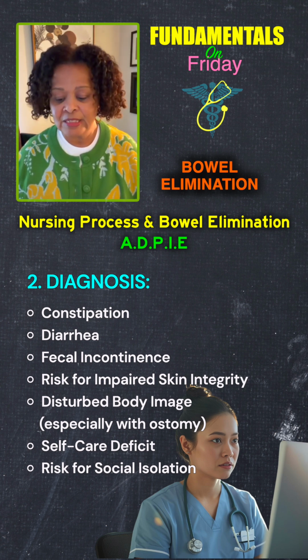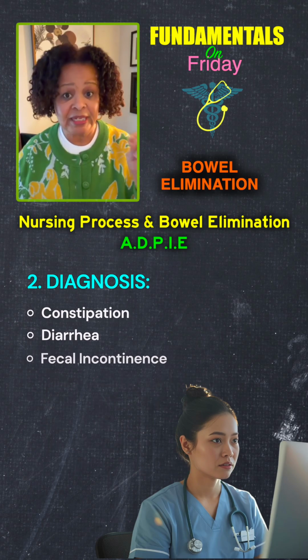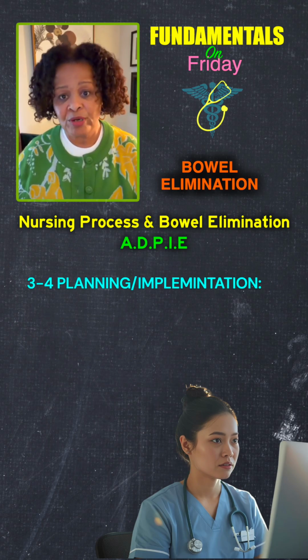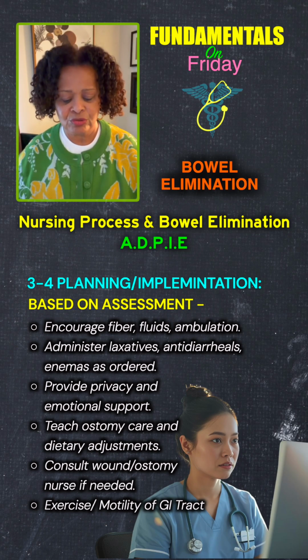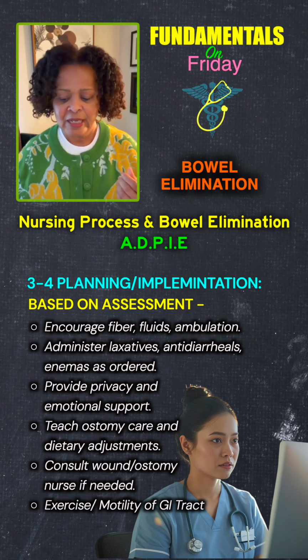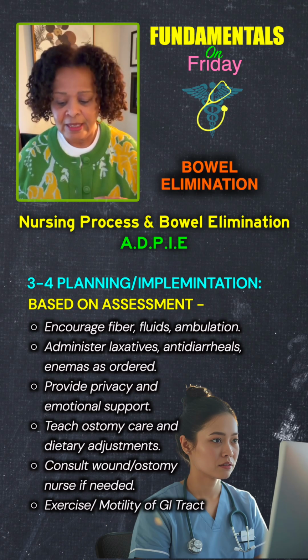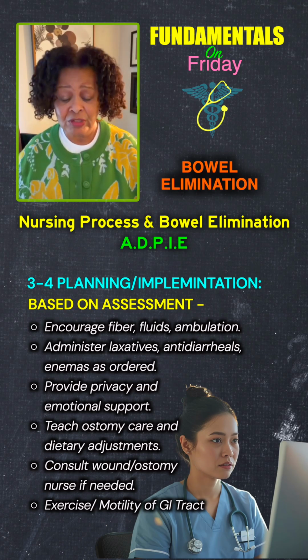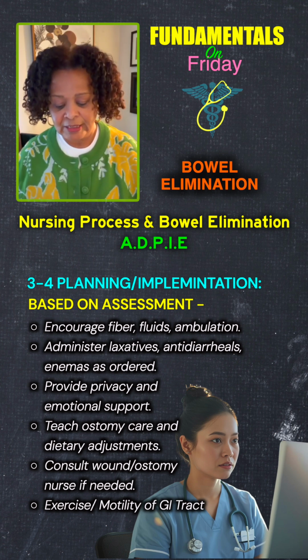All right. And so we got our assessment, we got our nursing diagnosis. Our plan is going to depend on what we have been able to assess is wrong with that person. But some of the interventions that we might include is making sure a person has adequate fluid intake. They have adequate fiber in their diet, like fresh fruits and vegetables, beans, things like that. Exercise. Exercise is really important. We're helping the motility of the GI tract.